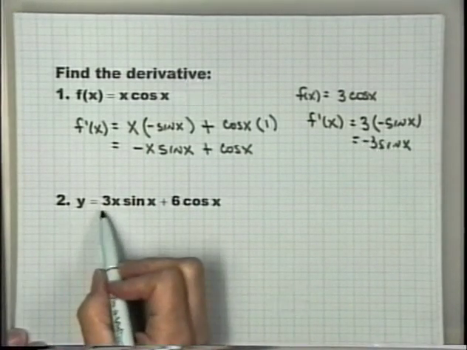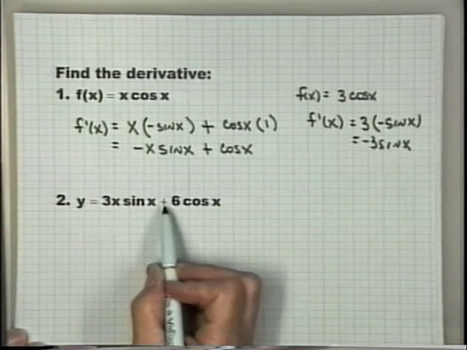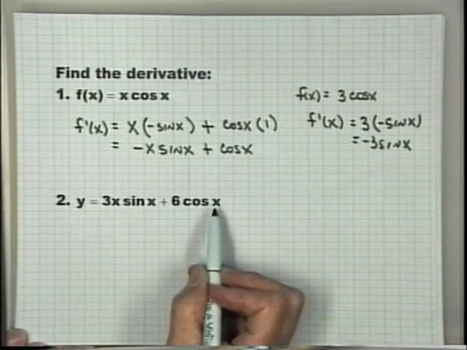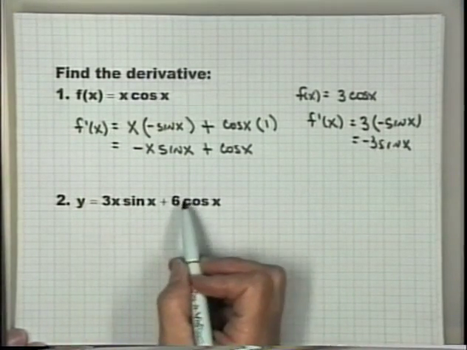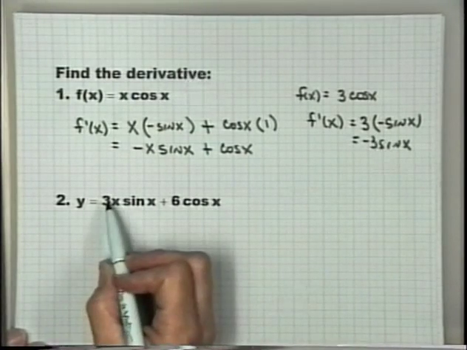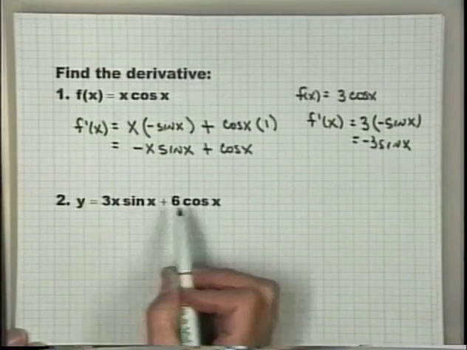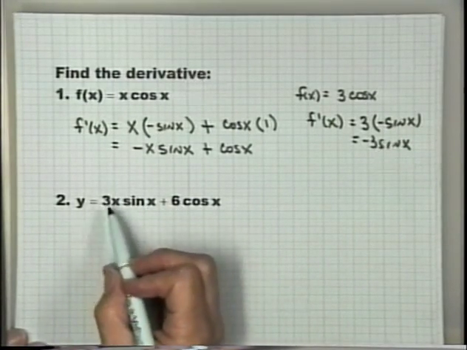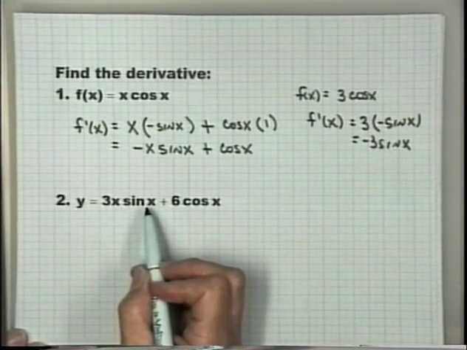We want the derivative, y equals 3x times the sine of x plus 6 times the cosine of x. Well, you see your plus sign here. I have this function plus this function. Well, we learned that we take the derivative of this plus the derivative of this. So let's go back to this first one. You see this first one, however, is a product of this function times this function.